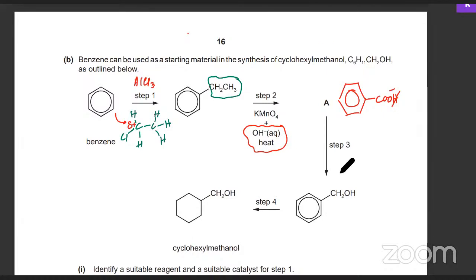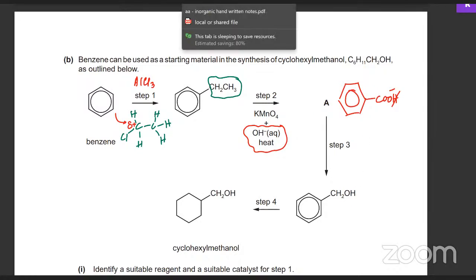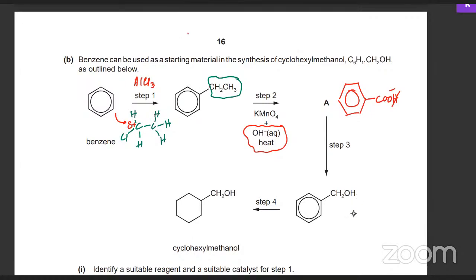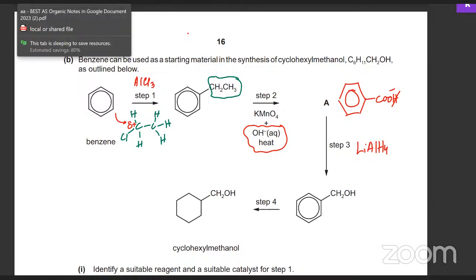Okay, and that's correct. And the next one is carboxylic acid turning back into an alcohol. That is reduction. So it's going to get reduced back into an alcohol, and the reducing agent is going to be LiAlH4. Okay, that's going to be reduction.